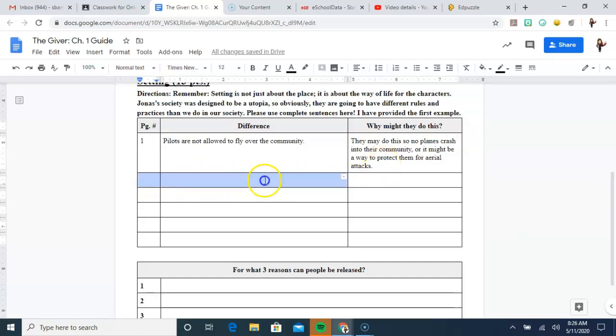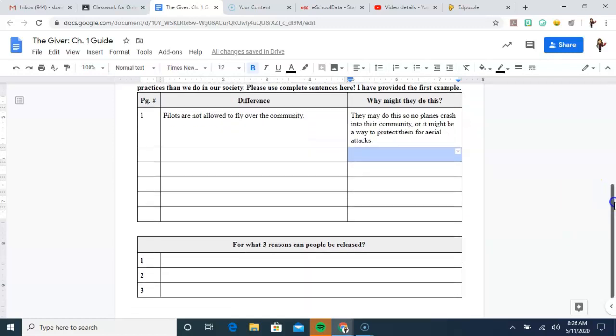So you're going to pick 5 more things that are different. And by the way, I found over 10 things that are different from Jonas' society and ours in chapter 1. So this should be easy. You're going to list what's different, and then you're going to give me a reason why you think they did that. So why did they have that rule? Or why did they do that ritual? Sometimes they call them a ritual that they have.